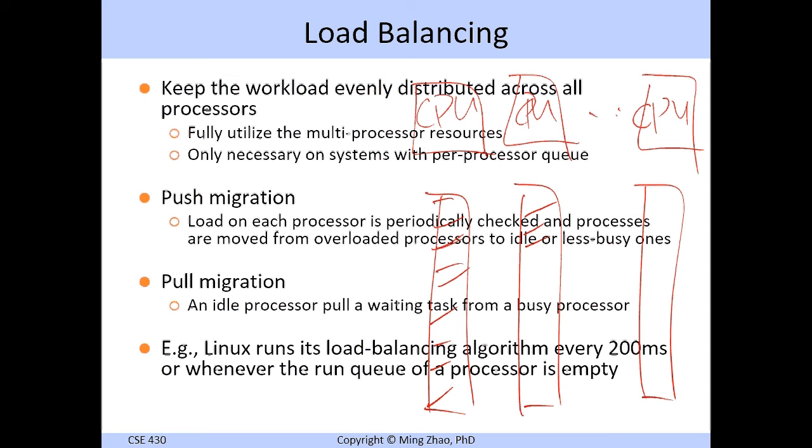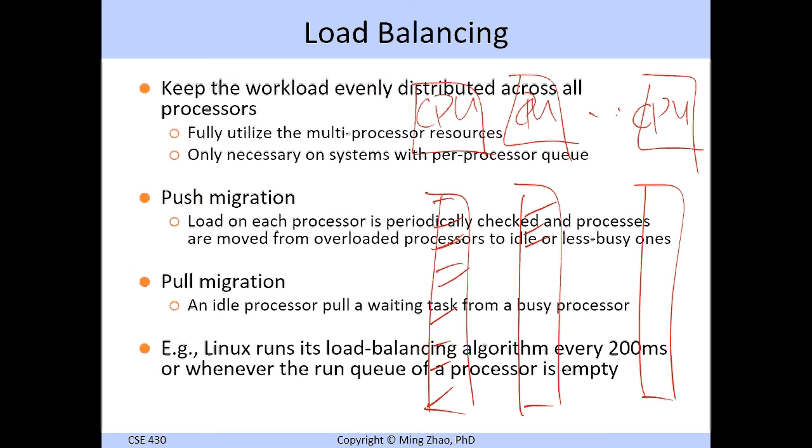So these two methods are complementary. Push migration is more expensive because it involves multiple ready queues and requires synchronization across multiple ready queues. You have to do load balancing across multiple ready queues, and that also takes a more sophisticated algorithm. Pull migration is not expensive. You just take one process from one ready queue.